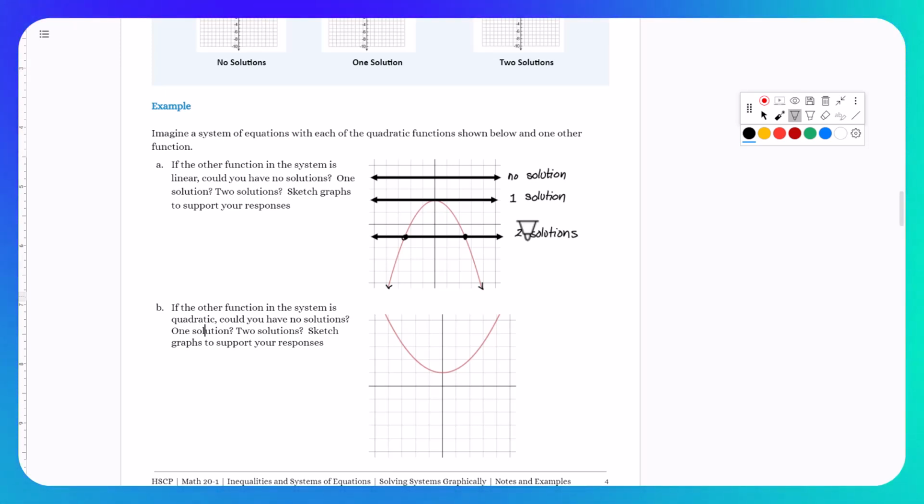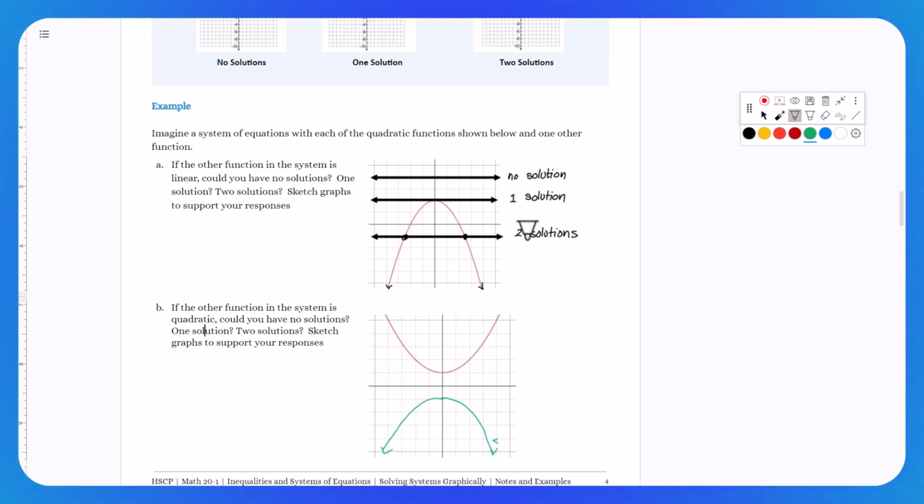Okay. Now, what if the other function in the system is quadratic? Could you have no solutions, 1 solution, 2 solutions? Let's see what we come up with. Well, the first one, let's change the color up. Let's go green. What if we had almost the exact same graph, but rather than going up, it was going down? Just like that.